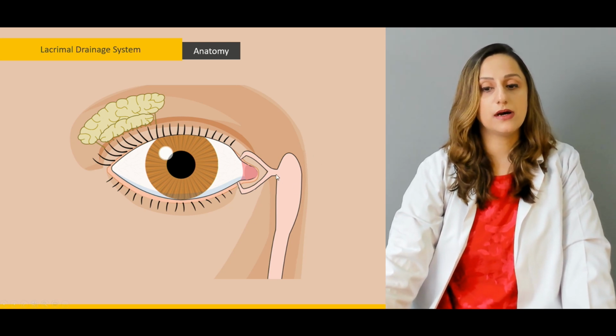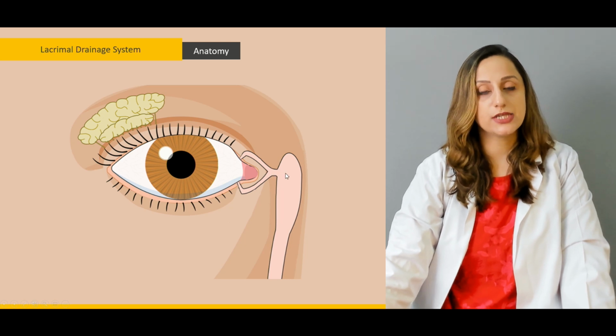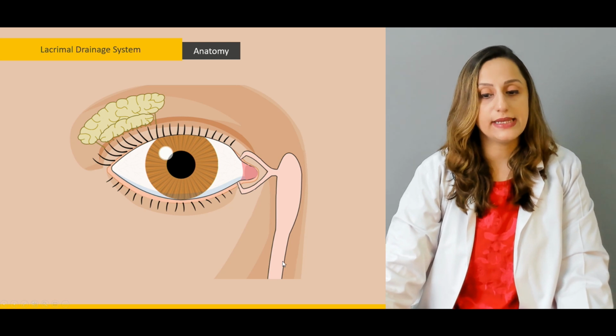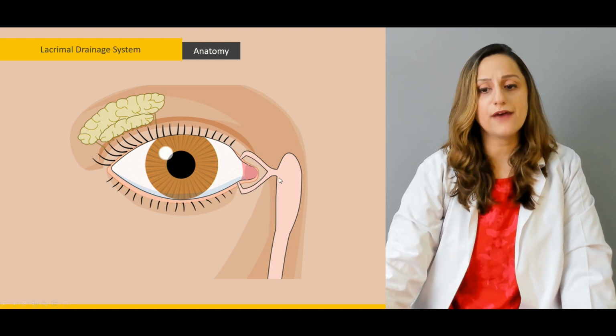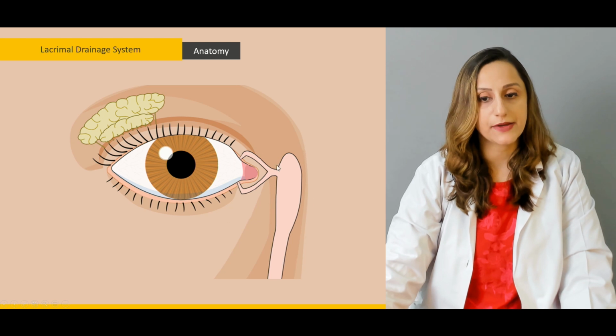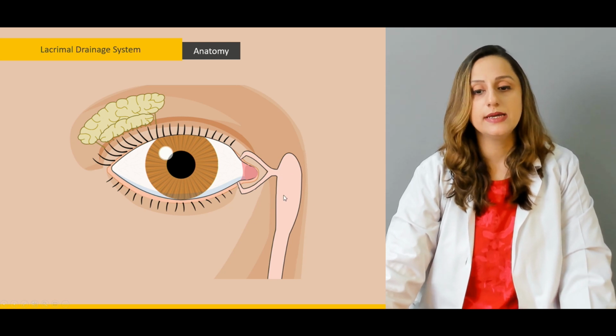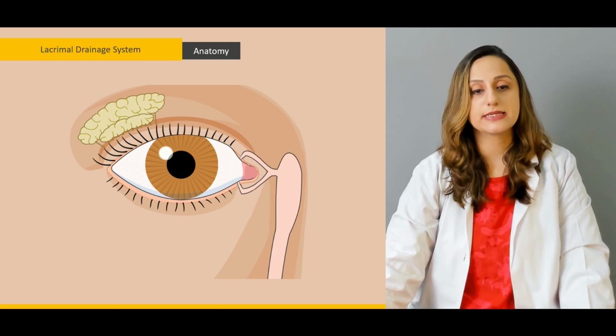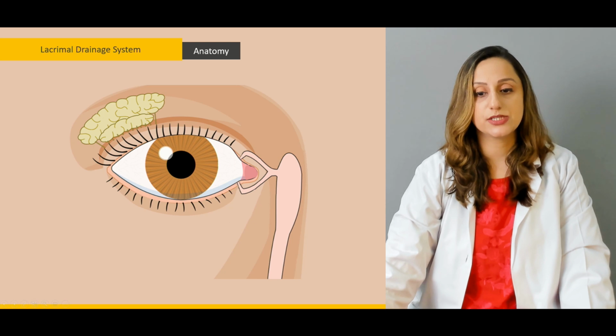They are both communicating, and they are draining into the nasolacrimal sac, and this nasolacrimal sac is then draining into the nasolacrimal duct. If you just have a look at this nasolacrimal sac, there is the fundus over here. This portion is known as the body of the lacrimal sac, and then we have the neck of the nasolacrimal sac. So these are the three anatomical features pertaining to the lacrimal sac, and they are a part and parcel of the lacrimal drainage system.